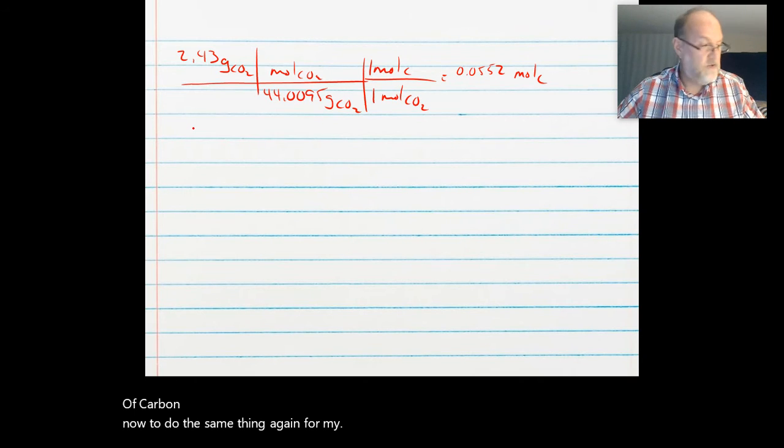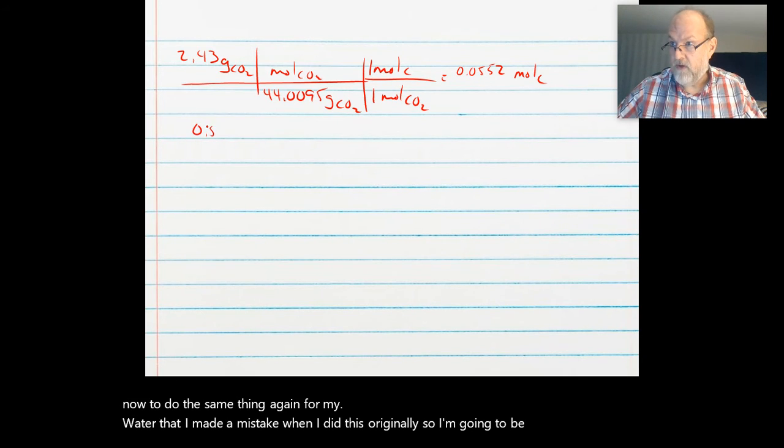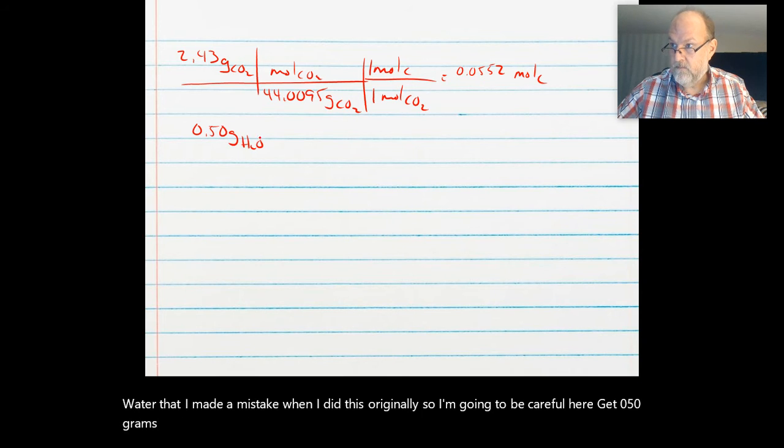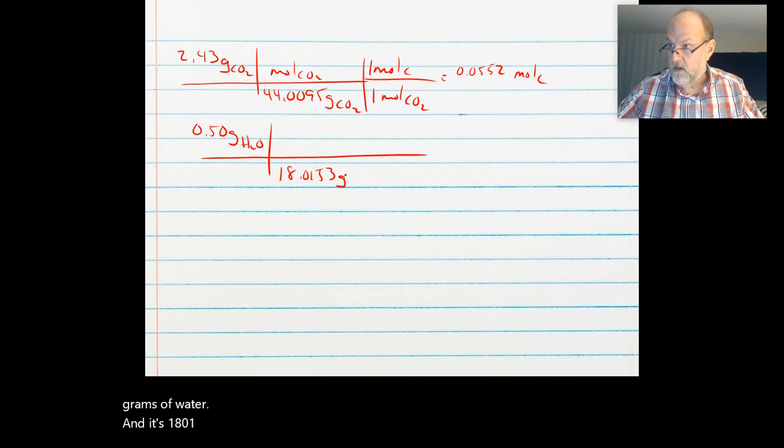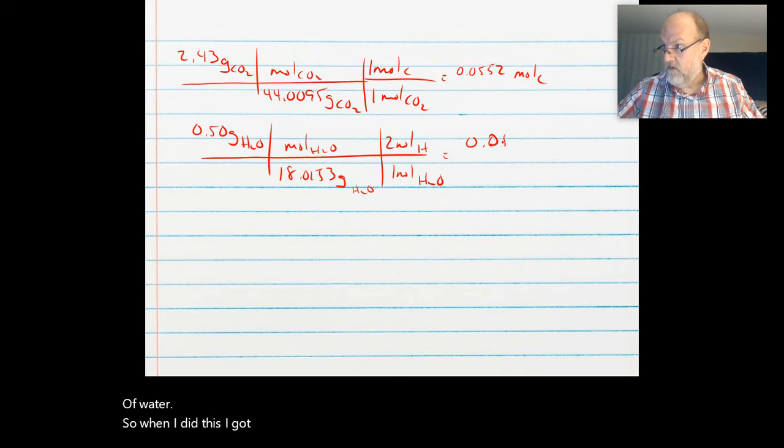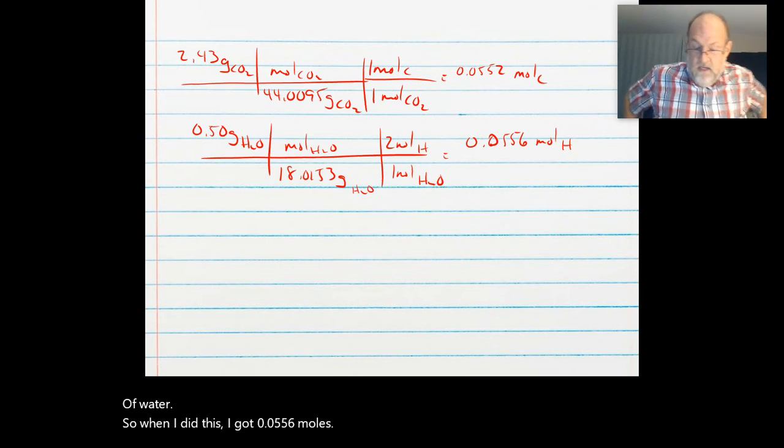Now I'm going to do the same thing again for my water. And I made a mistake when I did this originally, so I'm going to be careful here. Because 0.50 grams of water, and it's 18.0153 grams per mole for water. And there's 2 moles of hydrogen for every 1 mole of water. So when I did this, I got 0.0556 moles of hydrogen. Okay. Now, what about that oxygen?